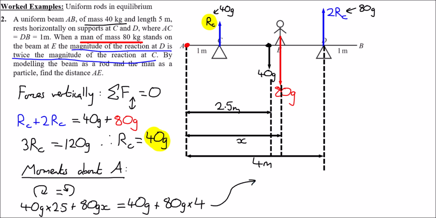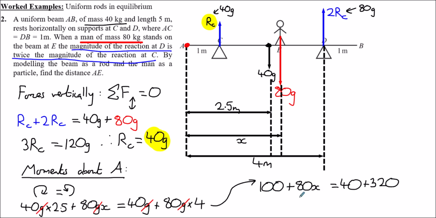Now, if we look here, there's a common factor in each of these terms of g. So we can cancel off a g, just divide through the whole thing by g. That makes it much simpler. So this bit here, 40 times 2.5 is 100. 80 times x is 80x. And on this side, we just have 40. And 80 multiplied by 4 is 320.